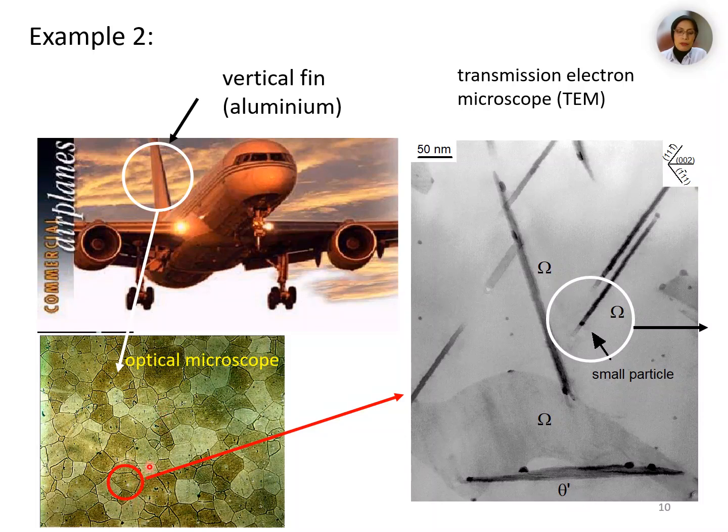If the grain is then enlarged in a transmission electron microscope, this is how it looks. Aside from the matrix, we can also see some precipitates here. This precipitate is called omega, and this one is the theta prime precipitate. You can see that at the tip of the omega precipitate, there is a small particle.